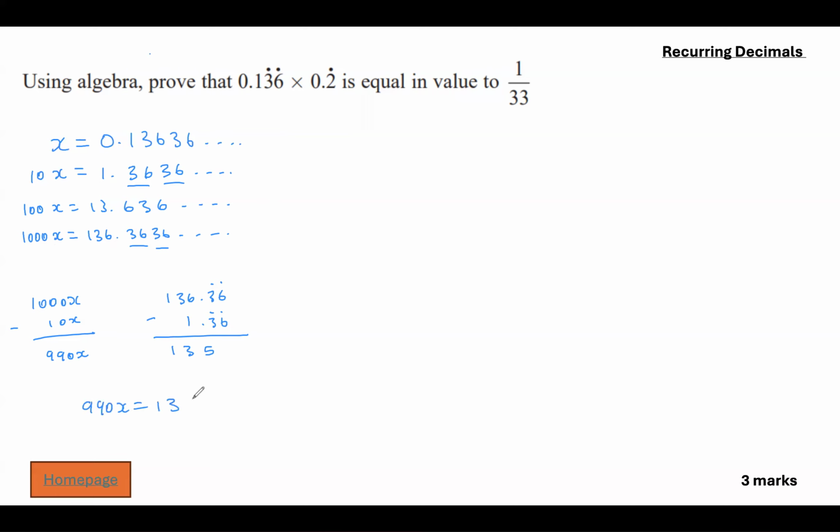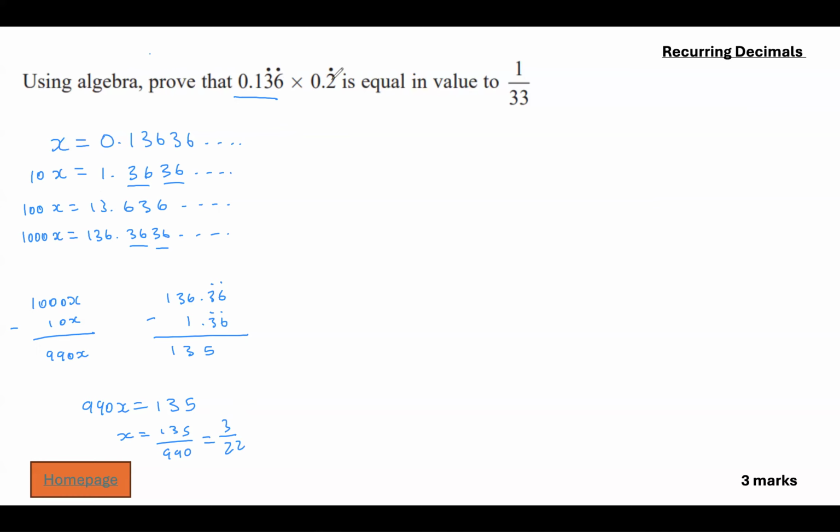So what we can say over here is 990x is equal to 135. So x is equal to 135 over 990. And you can use your calculator to simplify this. So 135 over 990 is going to be 3 over 22. And again, if you go back to your calculator, you can see 3 over 22 is in fact equal to 0.136 recurrent.